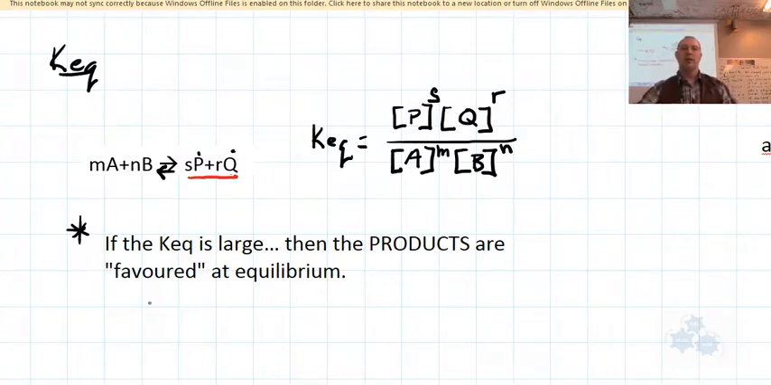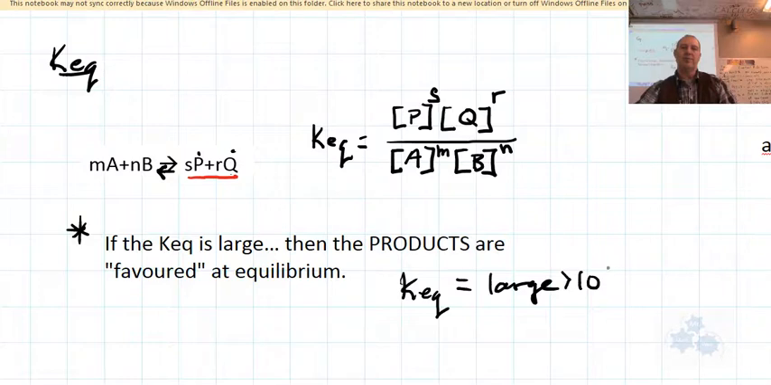Let's say we're talking about a large KEQ. Technically, it's greater than 1, okay? But if it's something greater than 10, let's say, then that's really large. But it's technically just greater than 1, I guess. So the larger the KEQ, the more the products are favored. That's a better way to put it.